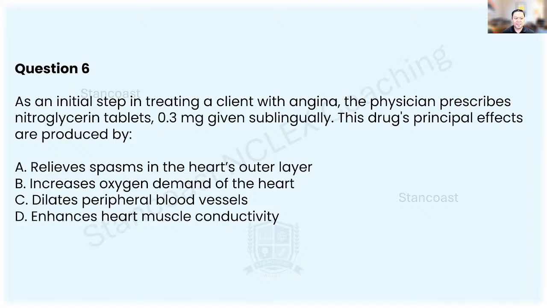Question: as an initial step in treating a client with angina, the physician prescribes nitroglycerin tablets, 0.3 milligrams given sublingually. This drug's principal effects are produced by A, relieves spasms in the heart's outer layer. B, increases oxygen demand of the heart. C, dilates peripheral blood vessels. And D, enhances heart muscle conductivity. What's your answer? You answered letter C, peripheral blood vessel dilation. That's the correct one. Letter C.